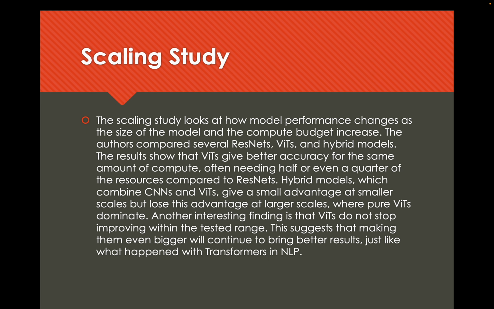Hybrid models, which combine CNNs and ViT, give a small advantage at smaller scales, but the advantage vanishes at larger scales, where pure ViTs dominate. Another interesting finding is that ViTs do not stop improving within the tested range. This suggests that making them even bigger will continue to bring better results, like what happened with transformers in NLP.